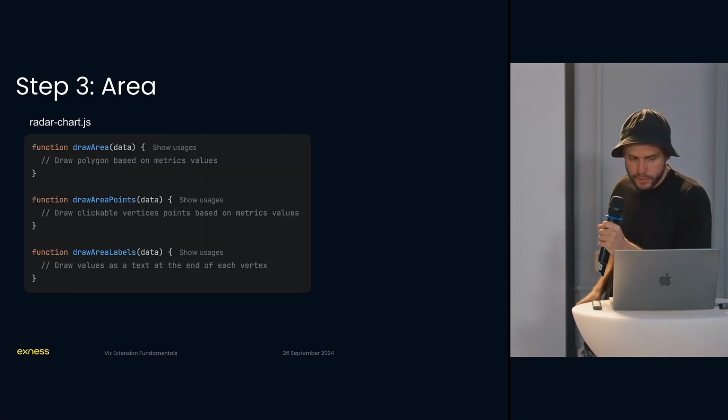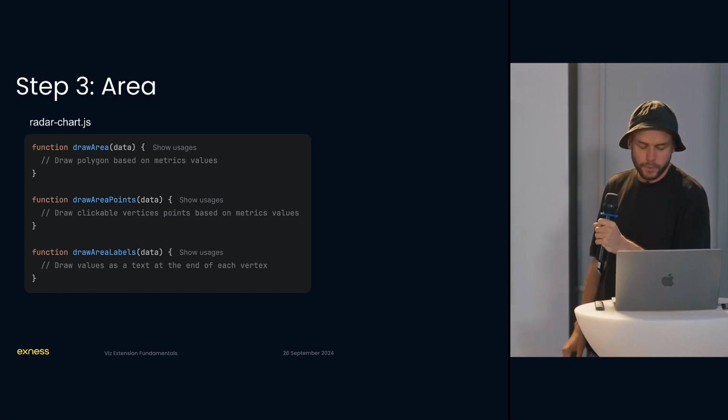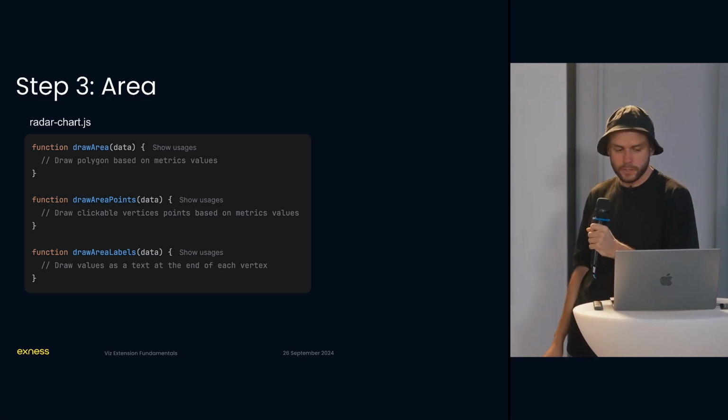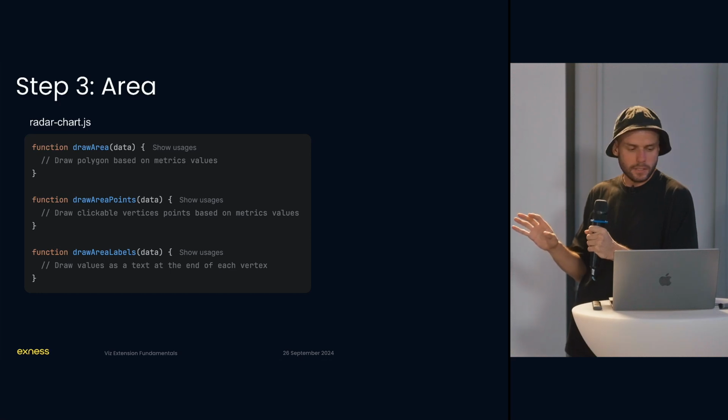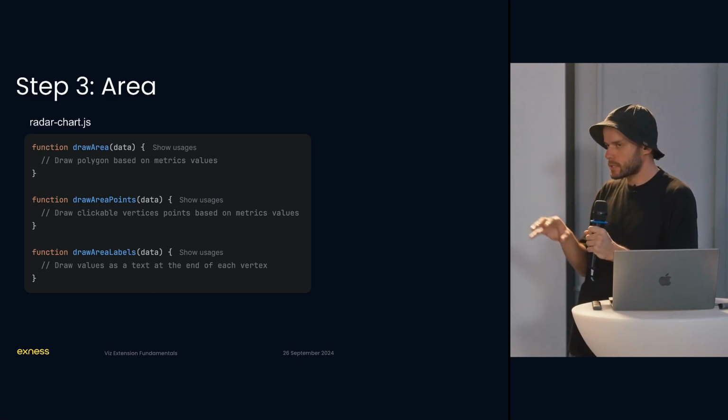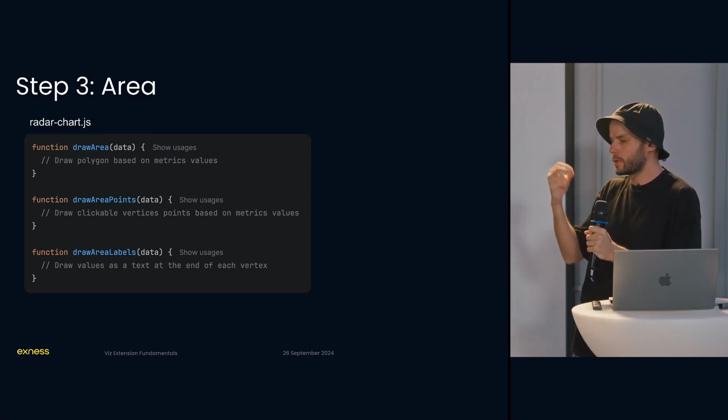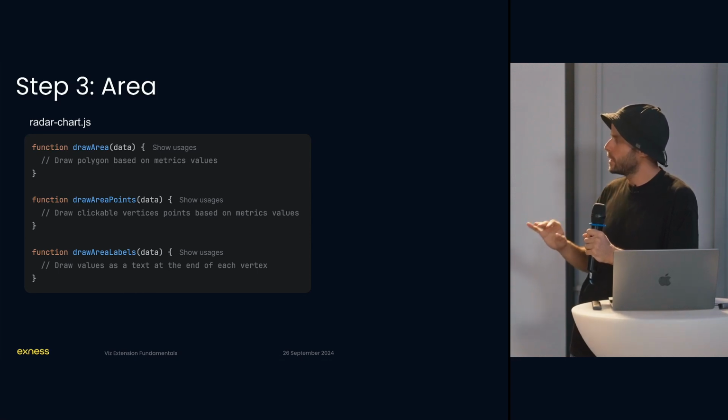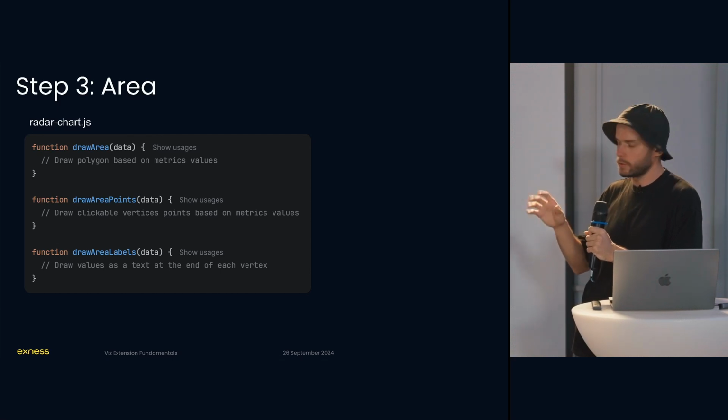Then how to draw the area? We need to create 3 separate functions. It's very easy. One function for drawing the area itself. The second function for drawing the area points. So 1 point for 1 vertex. It's like a small circle to be more native and close to the regular dashboard charts in Tableau.